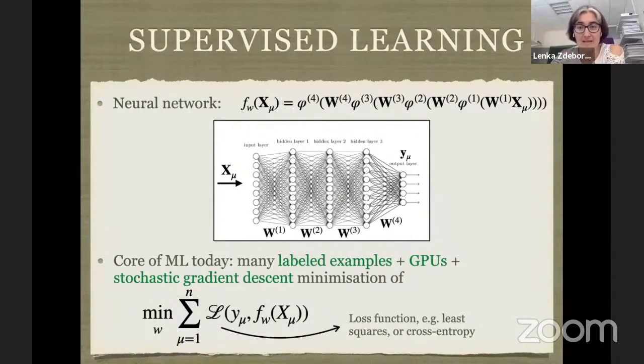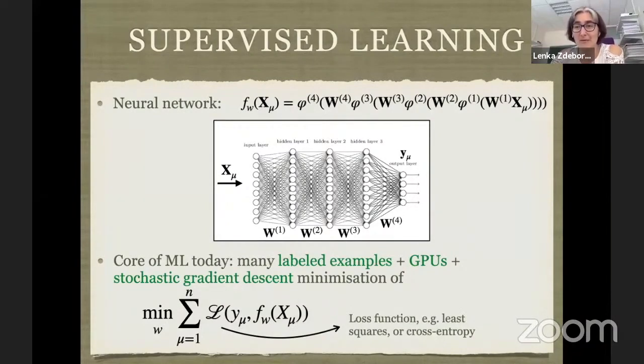So the way it typically works is that you're given a data set of labeled examples, a bunch of GPUs, and stochastic gradient descent is minimizing a loss function that is simply counting in some way the difference between the ground truth labels that somebody gave you and what the neural network is predicting right now.